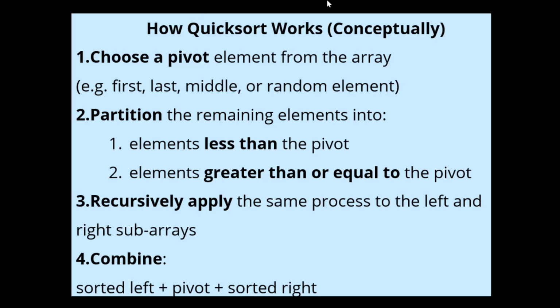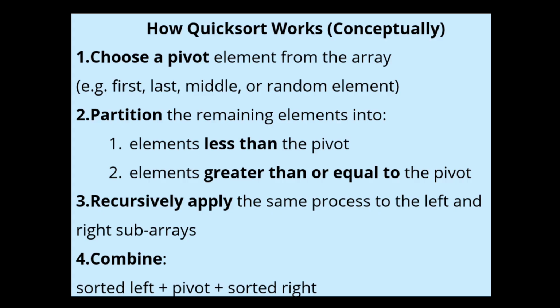How Quicksort works. So for Quicksort, we would need to first choose a pivot. Our pivot could be any element in the list. It could be the first element, last element, middle element. Today's one, we're going to choose the last element as the pivot.